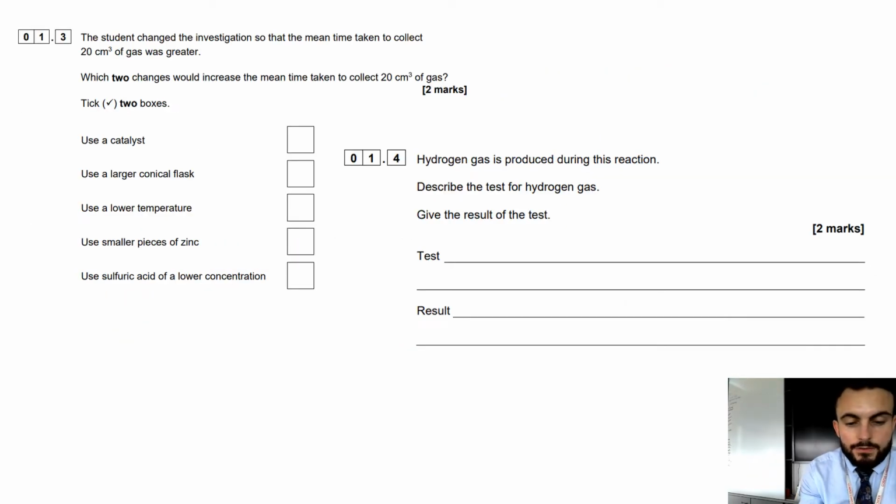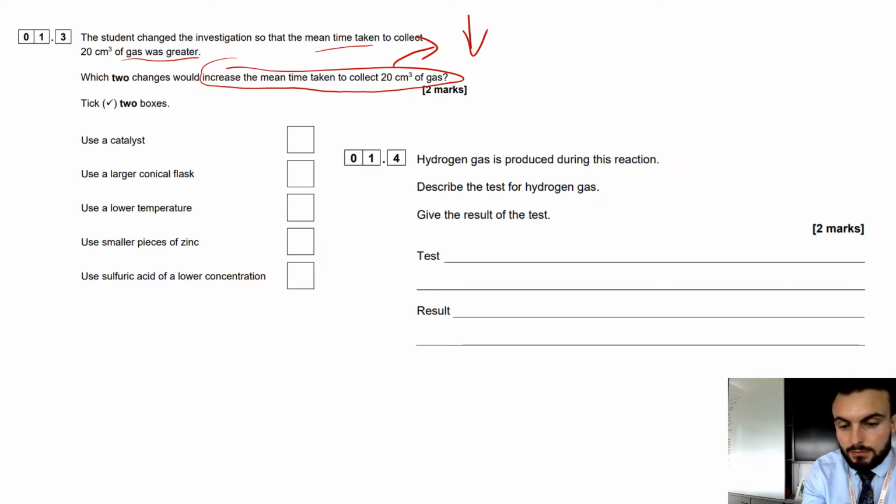The student changed the investigation so the mean time taken to collect the gas was greater. Which 2 changes would increase the mean time taken? So for this, if it's increasing the time taken, it means the gas is being produced not as fast. It means the rate is decreasing. So decreased rate of reaction. Tick any 2 boxes. So ultimately the question is, tick 2 boxes that decrease the rate of reaction.